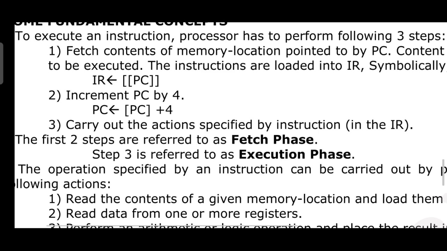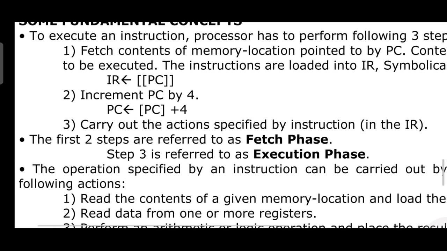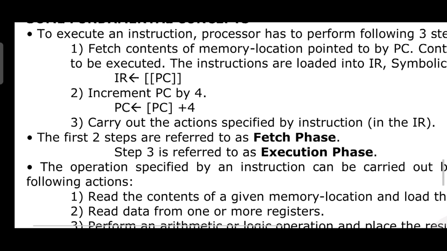Then obviously for sequential execution, the program counter is to be updated by adding a constant value 4. So PC is updated by adding 4, PC plus 4. The third step is to carry out the action specified by the instruction register. That is what the execution phase is. Execute the instruction. If it is an add instruction, then go for addition. It can be any other arithmetic or logical operation, do the same.